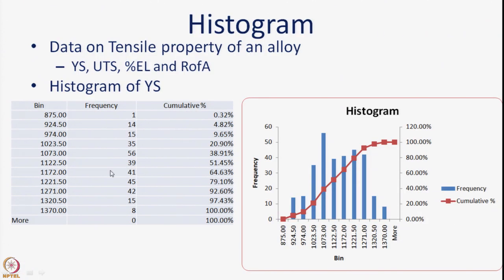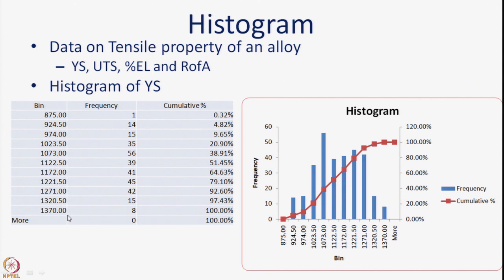Now from this data, if I want to plot a histogram, what I generally do is find the lowest value and the highest value of the data, and divide it into a number of bins. In taking a number of bins, there are no written rules, but there are some thumb rules. Here, generally, when the data is very large, as it is in this case, because we have 311 data points, we have divided it into 10 bins.